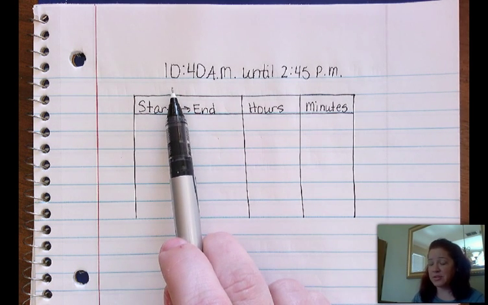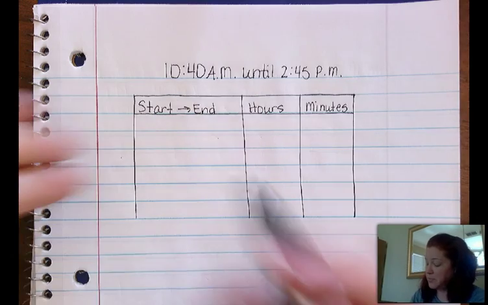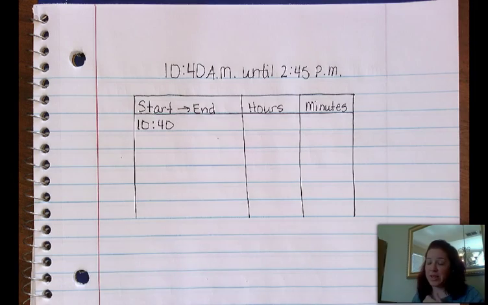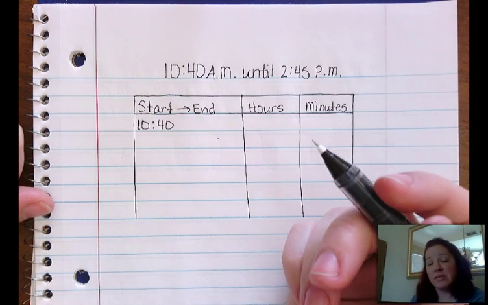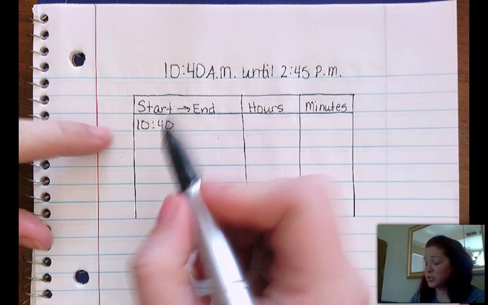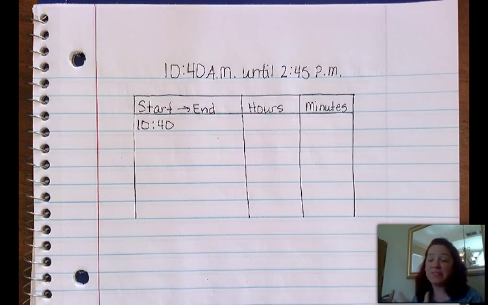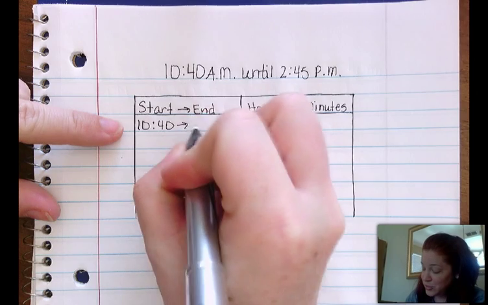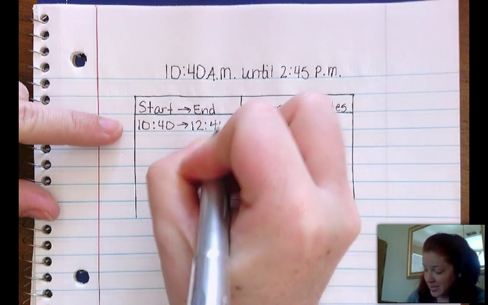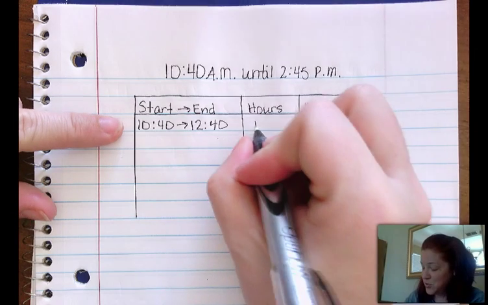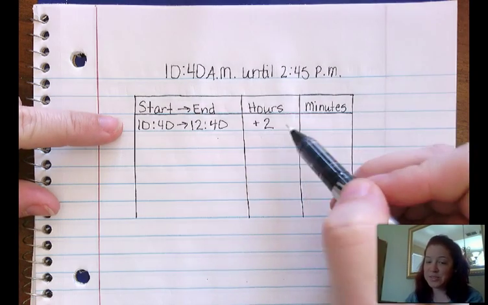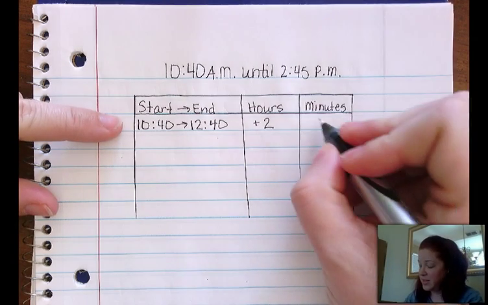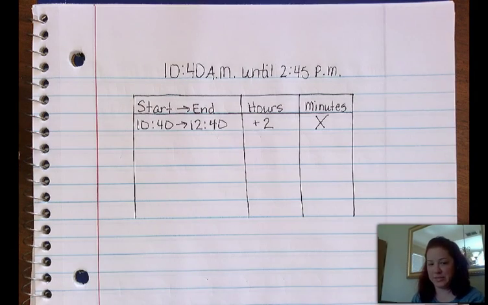So, where did we start? Well, he gets there at 10:40. And in this case, we get to choose where we would like to count up to. Well, we know he's there till at least 12 o'clock, or 12:40, so we're going to pick nice round numbers for this. So let's go from 10:40 to 12:40. That is a nice round 2 hours. So we're going to put plus 2 hours in the hours column. Since we're not counting up minutes just yet, let's put a nice big fat X in the minutes section.